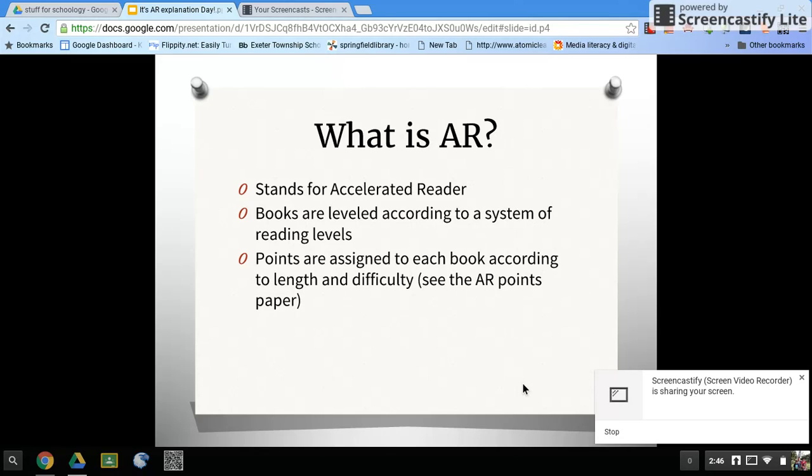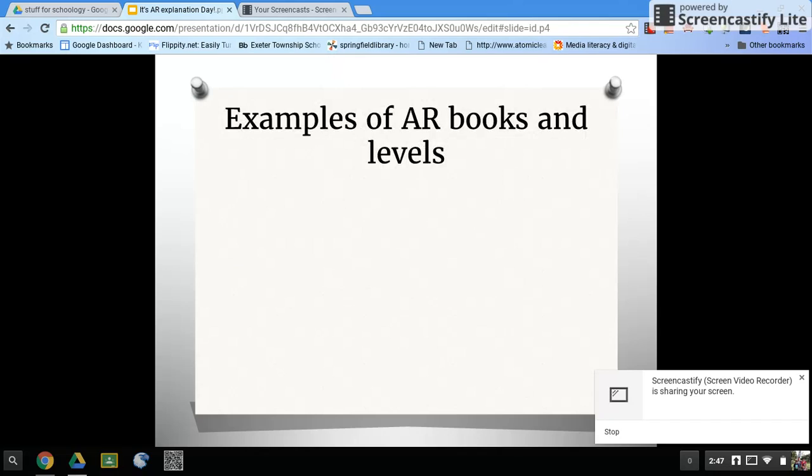However, if you're one of those mathematically minded people and you're really, really interested in looking at the formula, there is an AR points paper that you can look at. Your teacher probably has a copy of it. There's also a copy of it in Schoology that you can go ahead and look at and get some more information.